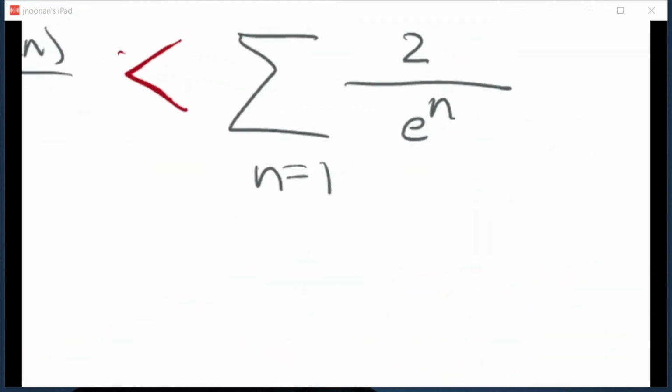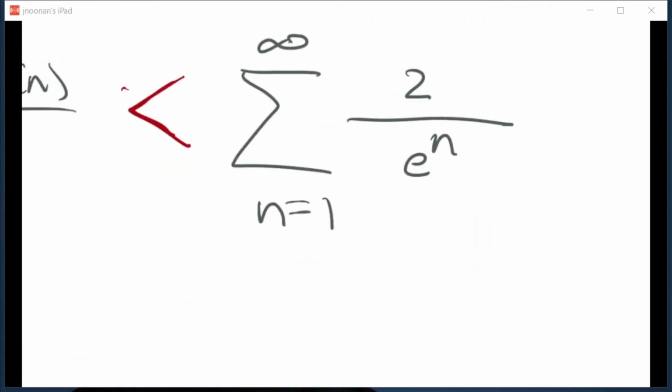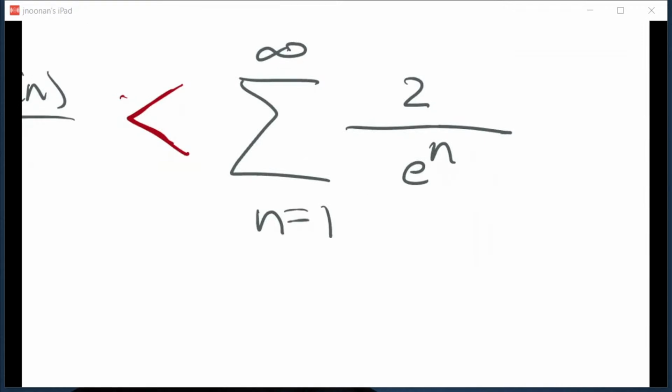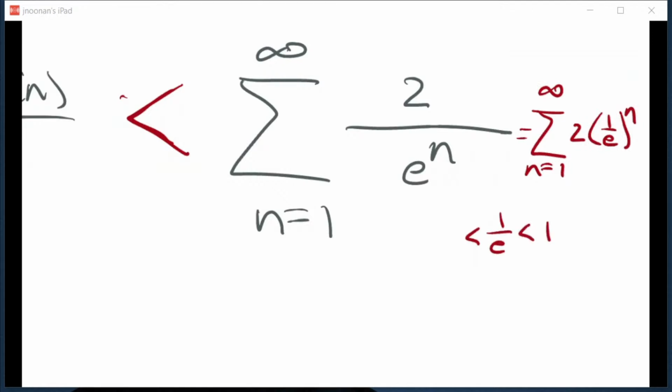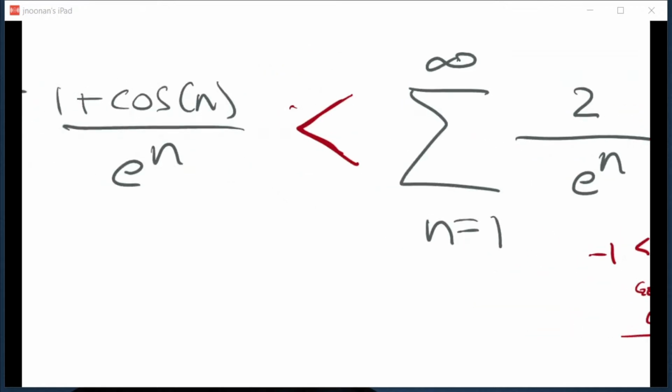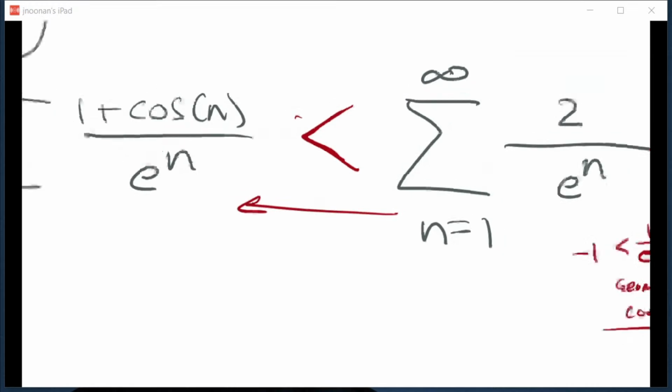And then this series is one that we're familiar with. It is a geometric series, and it converges. In fact, let me rewrite it to make it look prettier: 2 times 1 over e to the n. 1 over e is between 1 and negative 1, and so this is a geometric series that converges. And so this one will converge. So that would be that direct comparison.